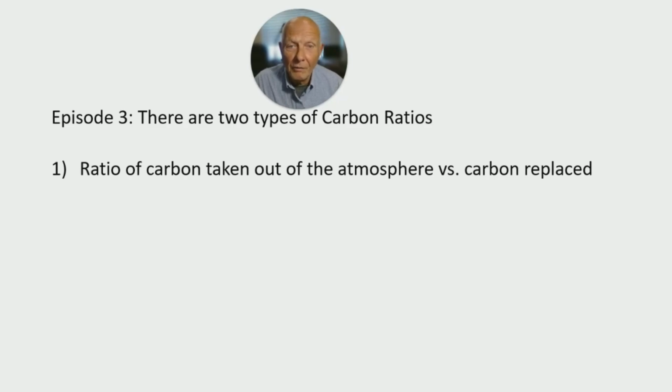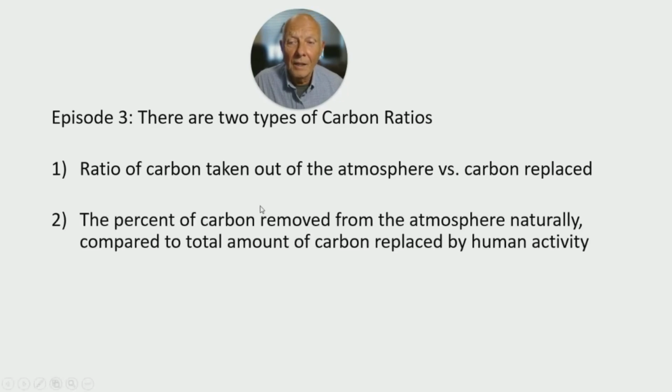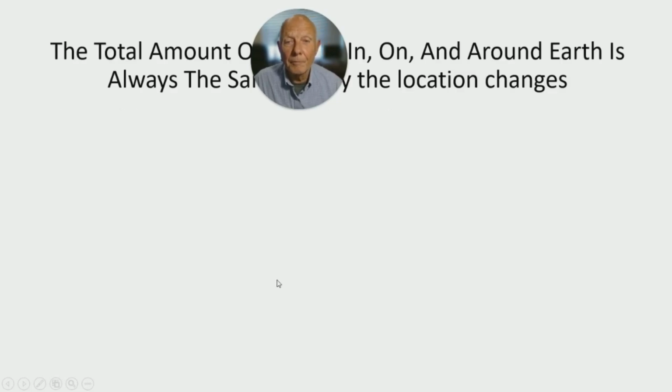But carbon is a very volatile atom, very powerful when it comes to attracting heat and radiating it back to the Earth. That's what's heating us up, and that's the problem. So we need to keep that ratio at 1, and I will show you where the ratio is today. Second, the percentage of carbon removed from the atmosphere naturally compared to the total amount of carbon replaced by human activity. That will tell you how hot we are based on what the carbon ratio is.